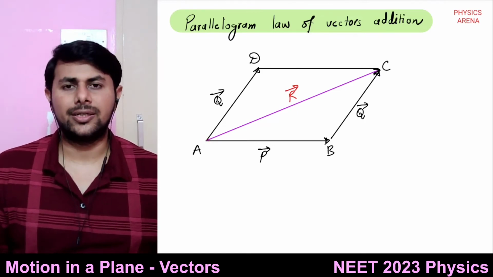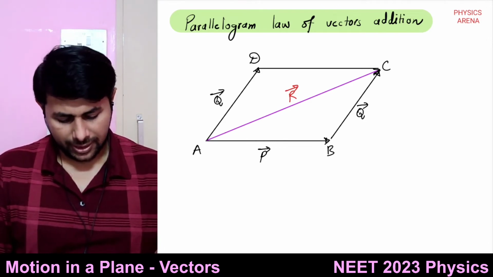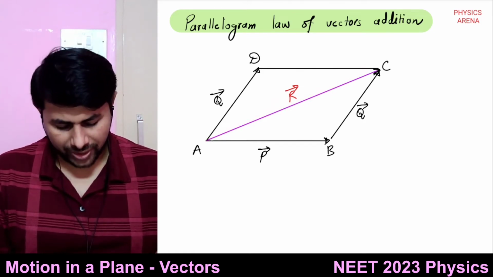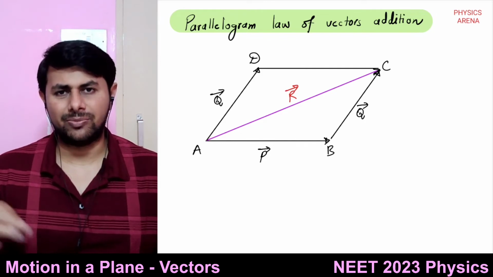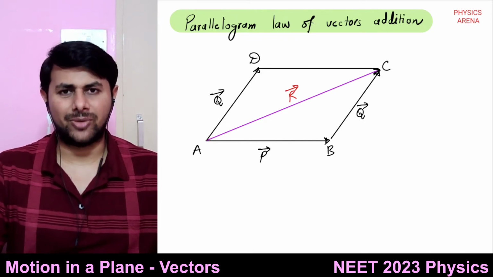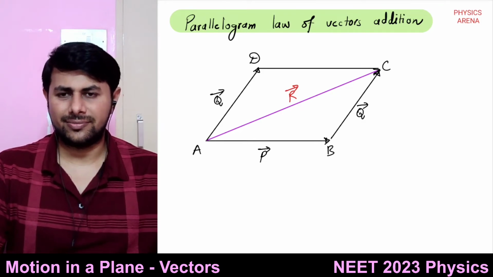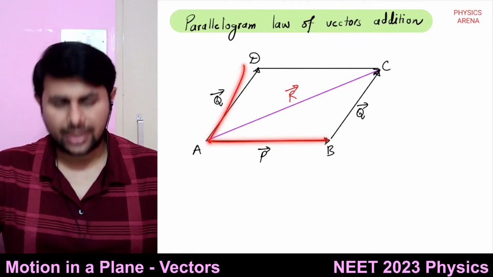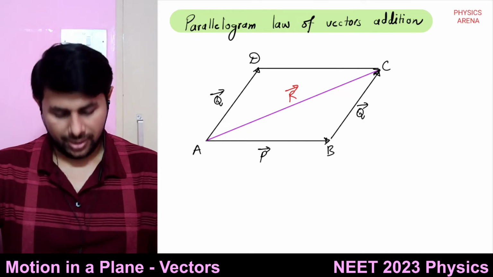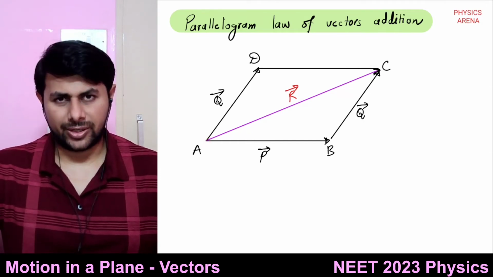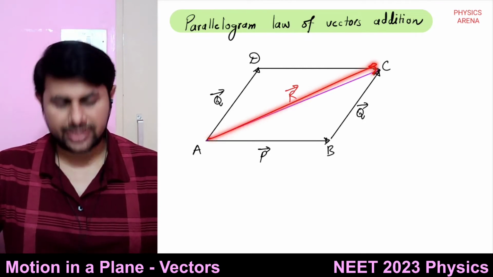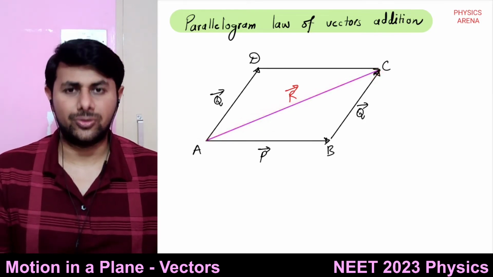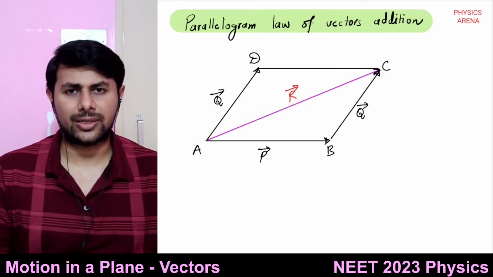Then the resultant is represented by the diagonal of that parallelogram. Which diagonal? The parallelogram has got two diagonals, so the diagonal which starts at the same point as those two vectors. So this is the parallelogram law of vectors addition. Is the law clear? It can be stated like this: the two vectors are represented by two sides of a parallelogram, starting at the same point. Then the resultant is represented by the diagonal of the parallelogram which starts at the same point as those two vectors. This is the parallelogram law of vectors addition.